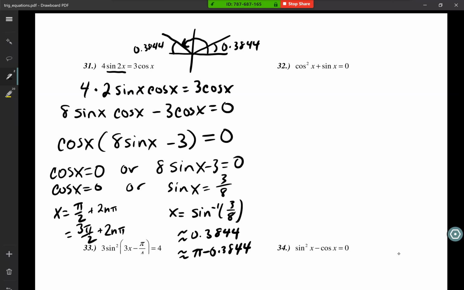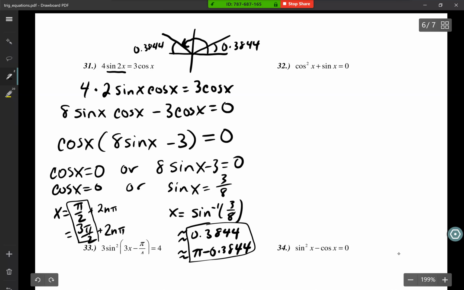So again, if we were looking for just the solutions from 0 to 2 pi for this equation, we would get these 4. Those would be your 4 solutions between 0 and 2 pi. If you wanted the general solution for this, you would just, again, stick on the plus 2n pi on the end of each of those, and that would give you a general solution. Questions on that at all?